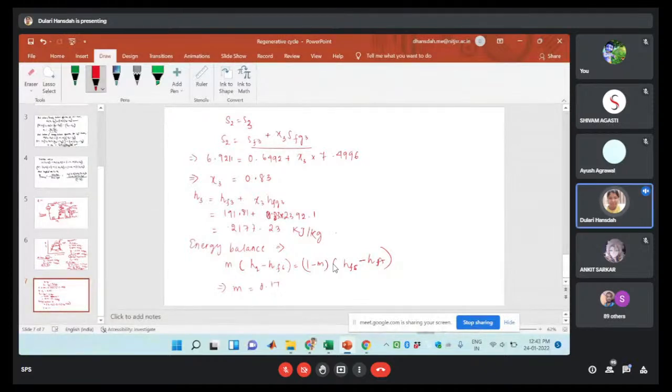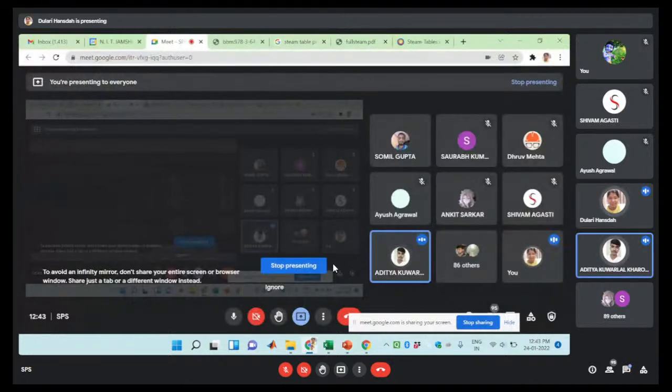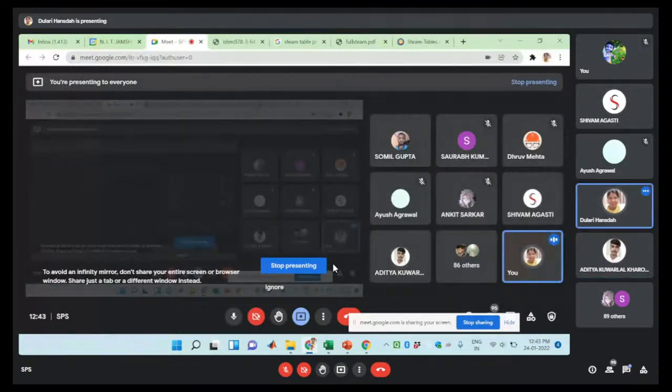Okay, 0.175 kg. Who has given the answer? Aditya, who has given the answer? Shivam, okay.